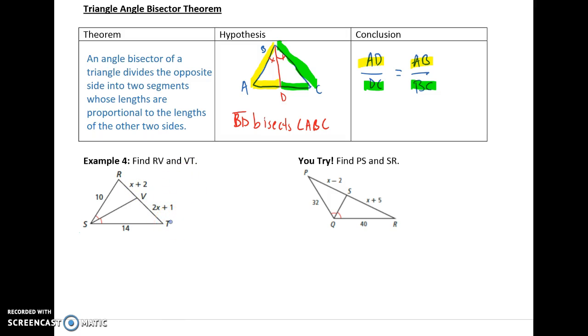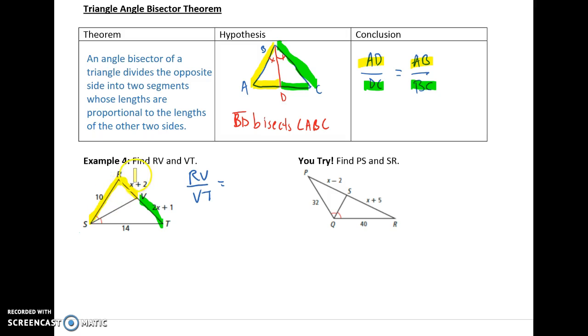Right? How do I set up this proportion? Well, think about what that theorem said earlier. We're going to put the two pieces of the side that's opposite of that angle that's being cut in half, right? So that's going to be RV and VT. So let's set up our first ratio, so RV over VT. And then we want to think, well, what should it be paired up with? Remember, you want to keep the sides kind of in the same position.